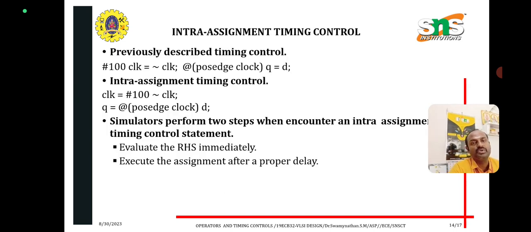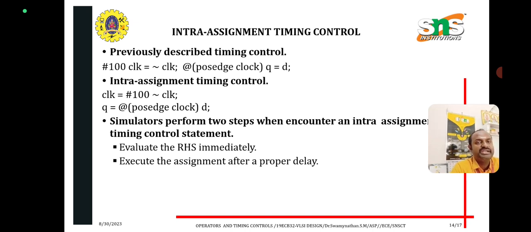Intra-assignment timing control means we will use hash 100 tilde clock. That means at positive edge Q is equal to D. That is called the previously described signal. And intra-assignment timing control: clock, hash 100 tilde clock, Q is equal to positive edge D. That means it waits 100 for the clock signal. Again it reverses, and Q displays the positive edge D signal. So Q is equal to D only at the positive edge signal.